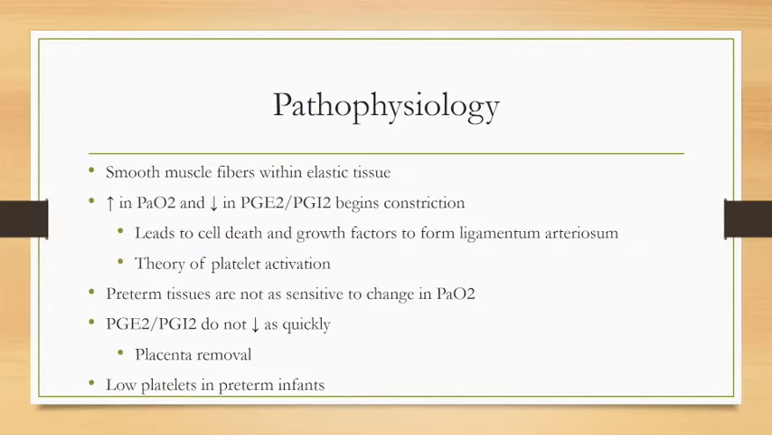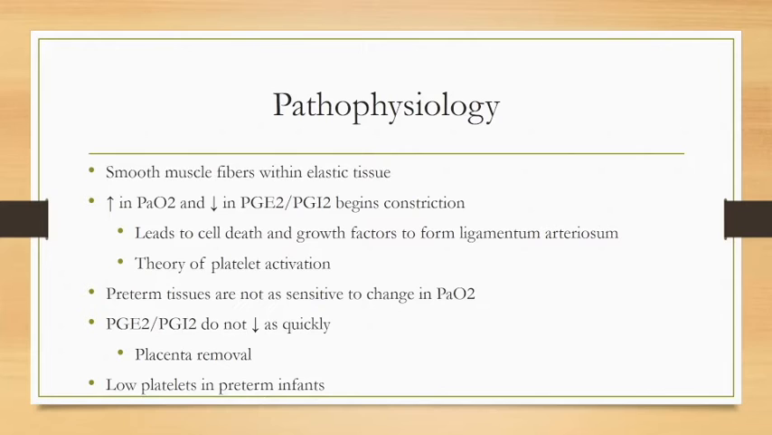The ductus arteriosus is mostly made of smooth muscle fibers within elastic tissue. This is different from the aorta and the pulmonary artery, which are mostly made of elastic tissue. When thinking about the constriction of the ductus arteriosus in term babies, as the baby starts breathing, the partial pressure of oxygen increases and prostaglandin and prostacyclin decrease. This leads to cell death and growth factors, and this therefore forms the ligamentum arteriosum.